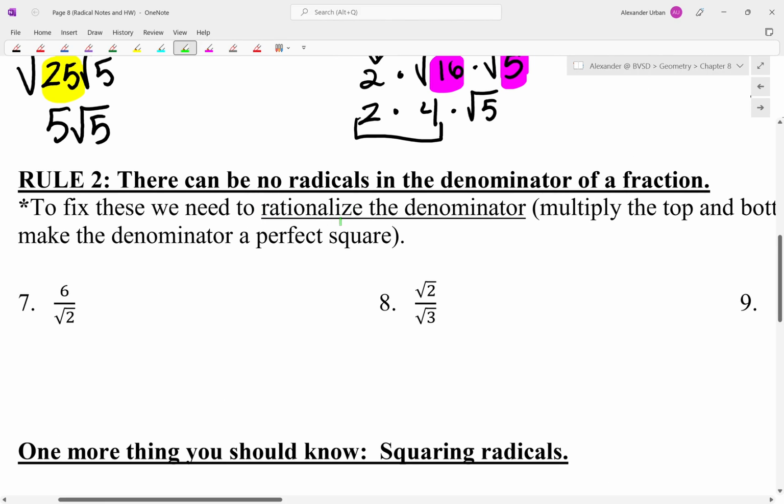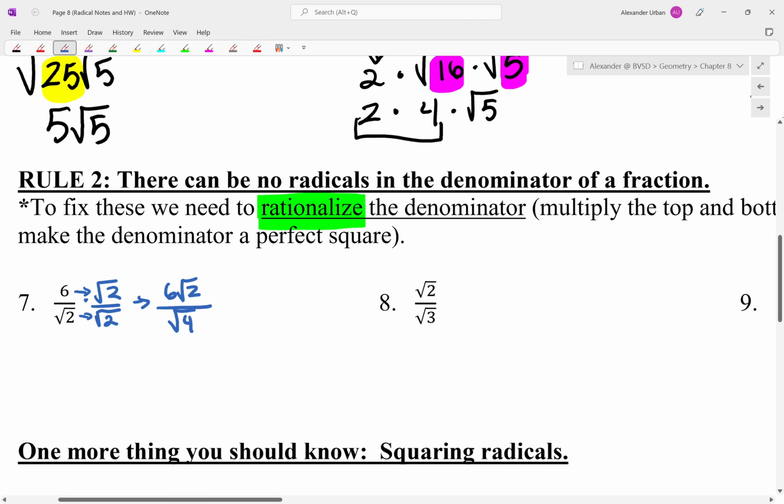And the way that we're going to rationalize this is we're going to multiply both top and bottom of this fraction by root 2. And if you're looking at this, root 2 divided by itself is 1. So we're not actually changing this number, we're really just changing its appearance. To multiply fractions, we just need to multiply straight across. So 6 times root 2 is 6 root 2. And then root 2 times root 2 is root 4.